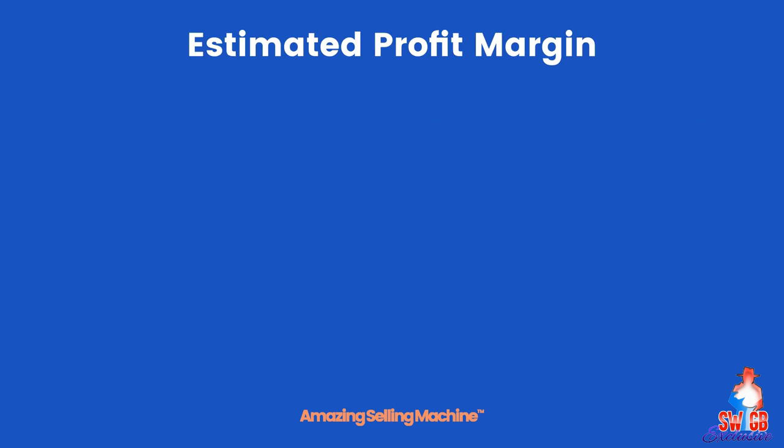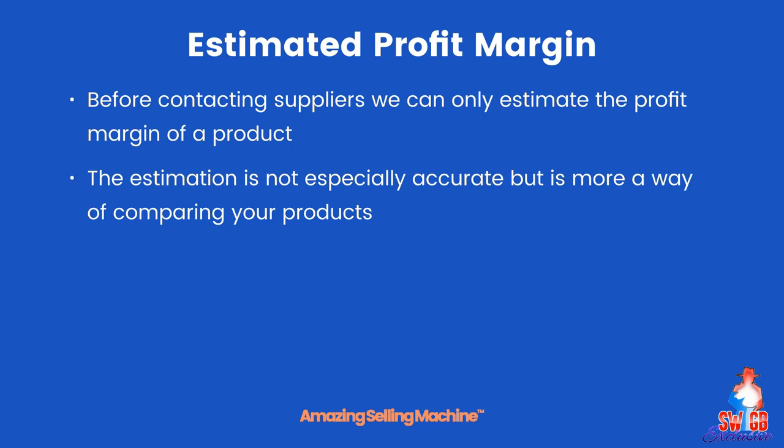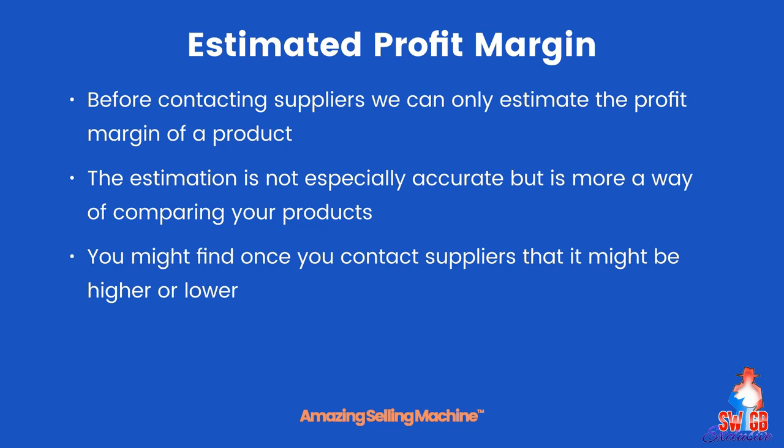Estimated profit margin. Before contacting suppliers, we can only estimate the profit margin of a product. The estimation is not especially accurate, but is more a way of comparing your products, and for the most part will become a kind of tiebreak. And you might find that once you contact suppliers it might be higher or lower. But Mike is going to be covering this in great detail in the next module.